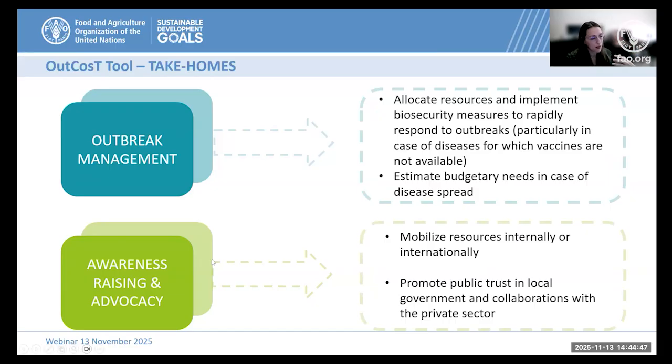With the results we have, we can allocate resources and implement biosecurity measures to rapidly respond to outbreaks, and estimate veterinary needs in case of disease spread. And we can also focus on awareness raising and advocacy, mainly on mobilizing resources internally or internationally, and also by promoting public trust in local government in collaboration with the private sector.